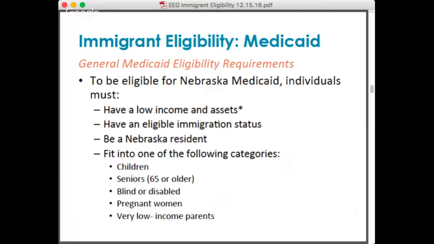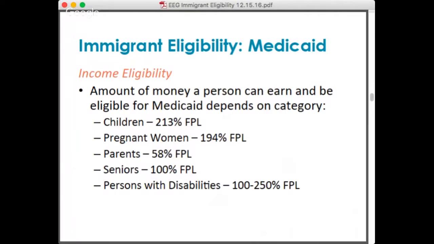Let's walk through each of these eligibility requirements in more detail. So as I mentioned, the amount of money a person can earn and be eligible for Medicaid depends on the category in which they fall. So it depends on whether they're a child or a pregnant woman or which category they fit into based on their personal characteristics. As you can see, these vary based on a range.